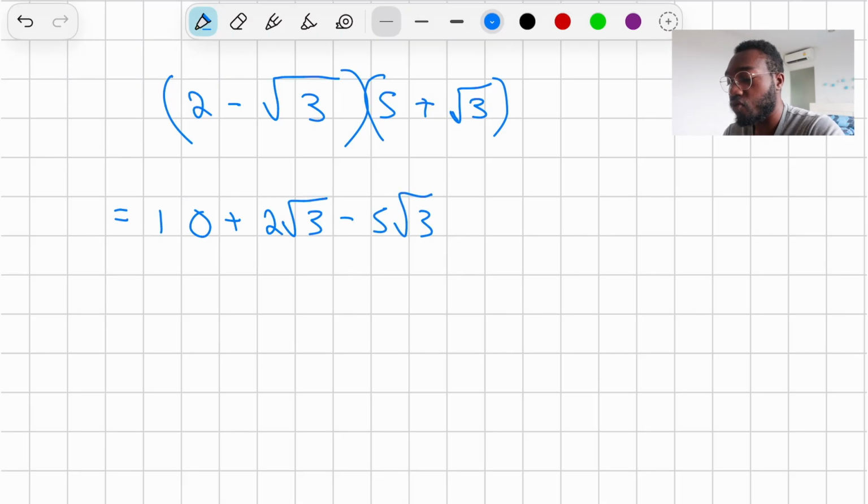And now we're going to have a minus root 3 times a root 3. So for these kinds of questions, if you ever have the square root of a number times itself, you just return that number, okay? So in this case, it would just be a 3, and then we've got a minus times a positive, okay? So that will give us a minus 3, okay? So then if we simplify this down, we get 10 minus 3, which is 7, and then we get 2 root 3 minus 5 root 3, so it's 2 lots of root 3 minus 5 lots of root 3, which will give us a minus 3 root 3.